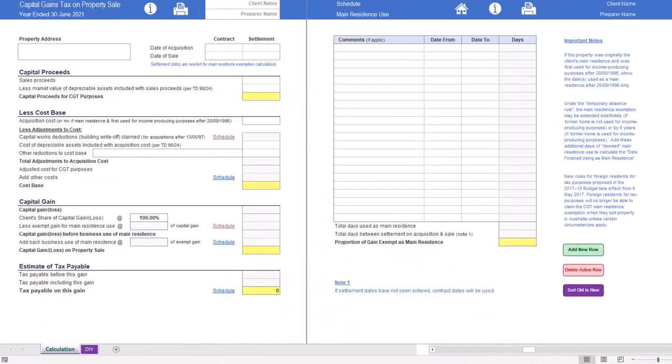Soon after, a client attends to seek an estimate of CGT payable on the sale of his home. It was originally a rental property, then became his main residence, during which time he used part of the home to run his business during 3 separate periods. Jane goes to Calculations CGT Property to prepare an estimate.